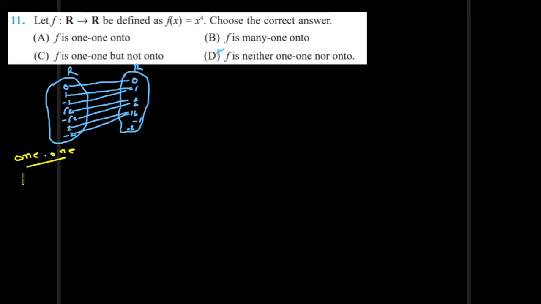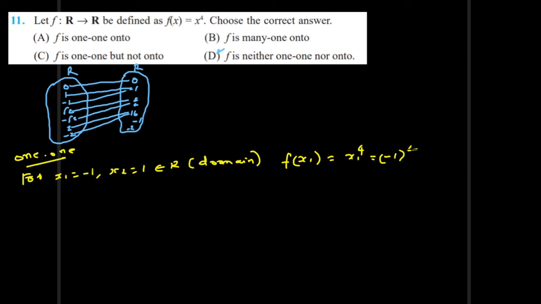So you can write x1 equal to minus 1, and x2 equal to 1, belonging to the domain R. Then f of x1 equals x1 raised to 4, which is minus 1 raised to 4, equal to 1. And f of x2 equals x2 raised to 4.